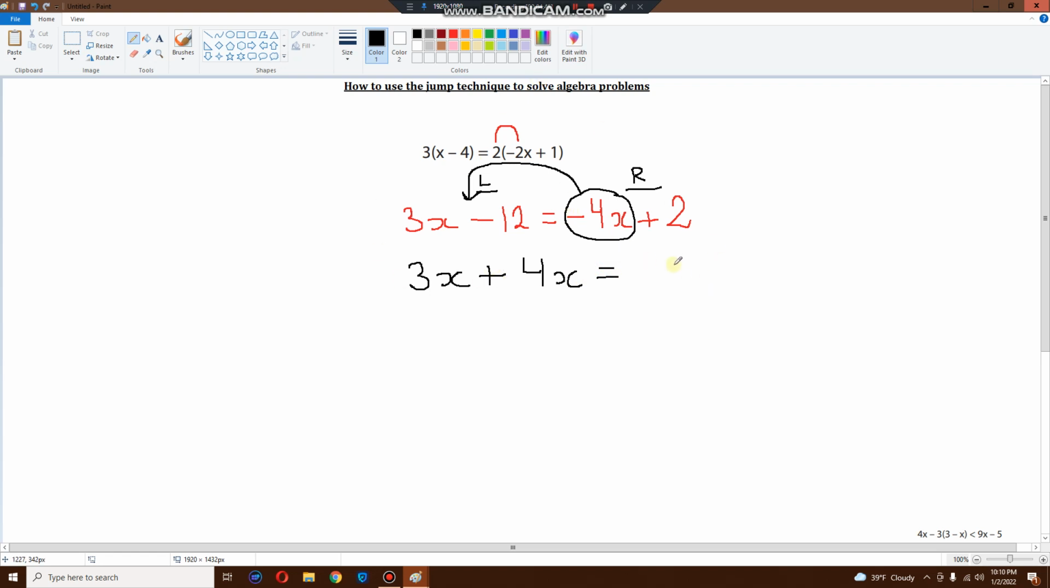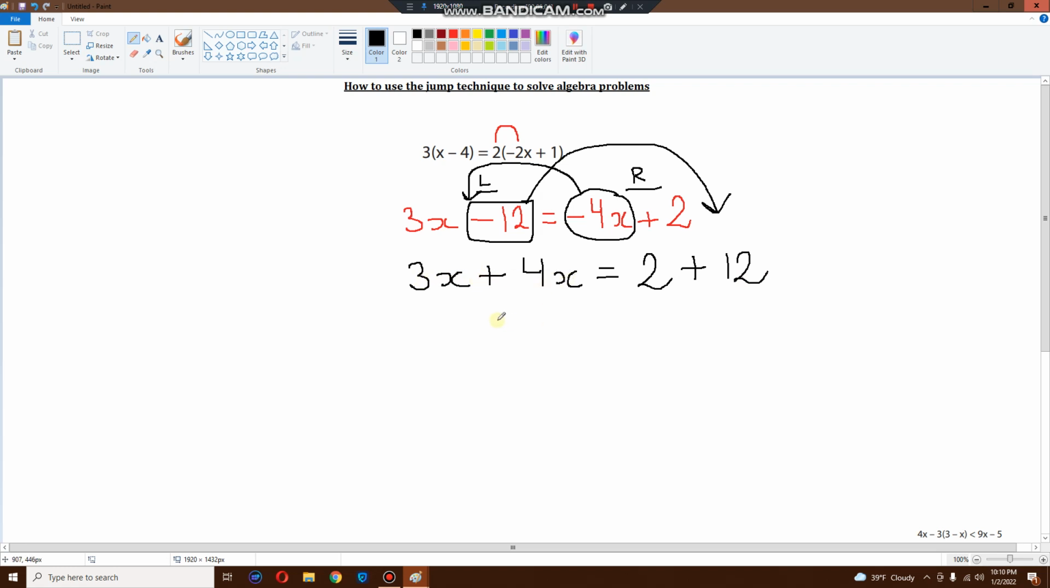And now everything else will go on the right. Positive 2 is on the right side, so that doesn't change. But minus 12 is on the left side. I don't want it on the left side, so I'm going to jump across that equal sign, and the minus will turn into plus, and there we go. Everything is in the right position.